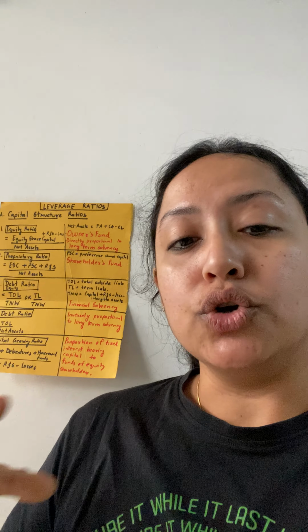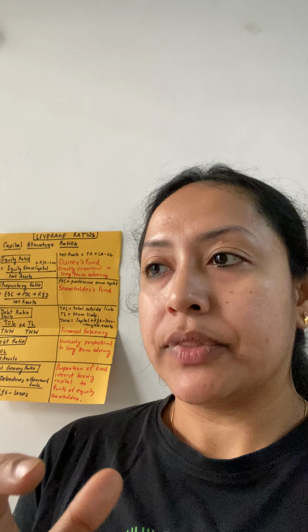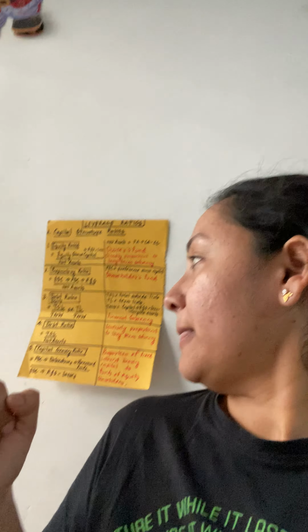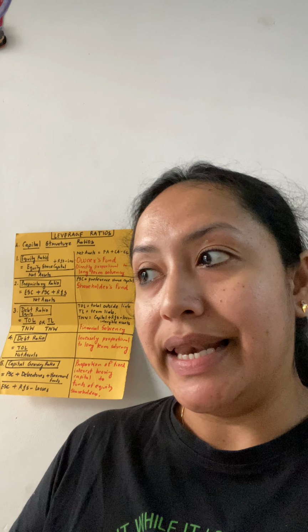And in the numerator part, you either have the total outside liability, that is the term liability and the current liability, or else you can also take into account only the long-term liability, that is the term liability. So what does the TOL by TNW or debt equity ratio tell us? It tells us how financially solvent is the company to service its interest from the total capital. So it is inversely proportional to the long-term solvency. Higher this ratio, lesser is the long-term solvency of the company.